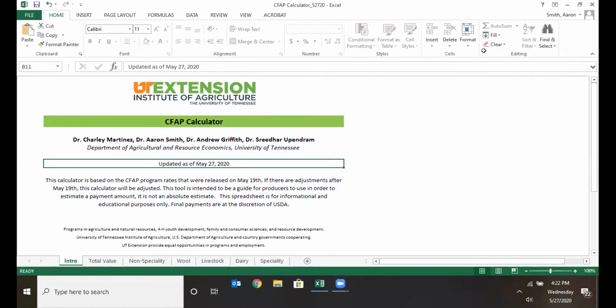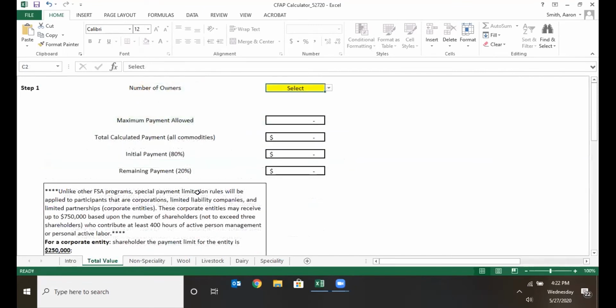Just a quick reminder that when we look at the different categories along the bottom, we have non-specialty crops, wool, livestock, dairy, and specialty crops. This is going to be specific to non-specialty crops, where we're looking at corn, cotton, and soybeans for Tennessee producers. The first tab sets your payment limits. If you're a corporate entity, you can get up to $750,000, but for most people, the limit is filed per legal entity, and the cap per legal entity is $250,000.